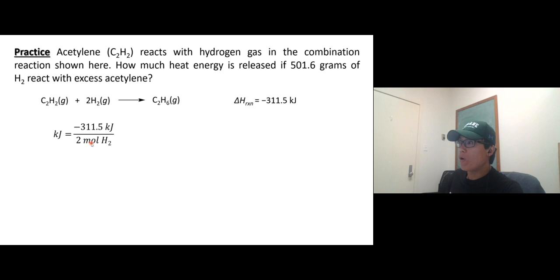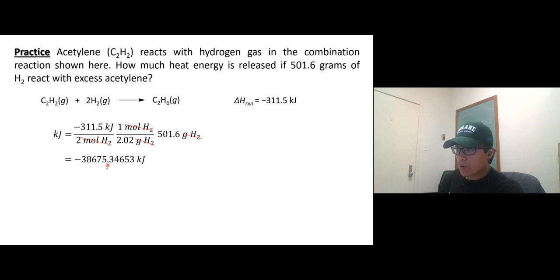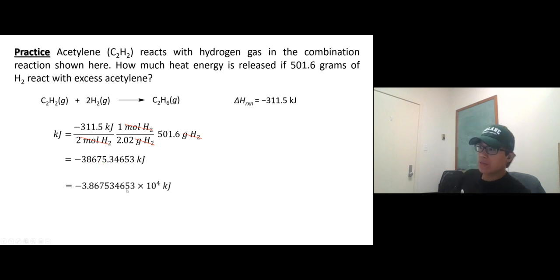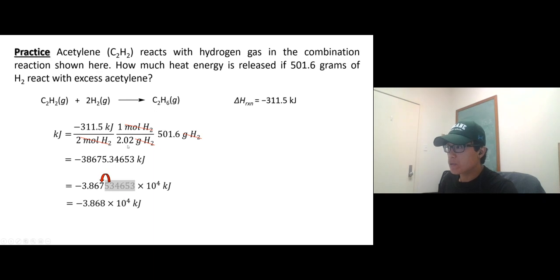Well, convert moles to grams, right? So put moles at the top, grams at the bottom, and then we have that grams right there. So they all cancel out. Moles cancel out. Grams cancel out. Do the math there. You should get that number, much higher, right? Move the decimal: 1, 2, 3, 4. Get that. Supposed to be 3 sig figs. Negative 3.87 times 10 to the 4th kilojoules.